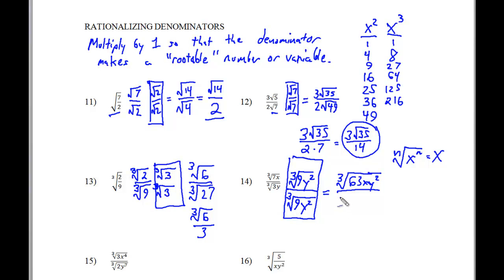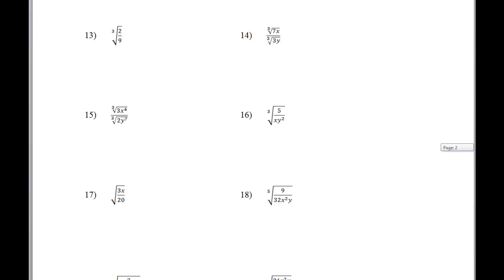Now my denominator here is going to be the cubic root of 3 times 9, which is 27, and y times y squared, which is y cubed. Therefore, my numerator is the cubic root of 63xy squared, and I have the cubic root of 27, which is 3, and y cubed, which is y. Y cubed under the cubic root is just y. Alright, it might be handy to actually leave these root charts somewhere on your worksheet so you can refer to them later. Let's go and take a look at some more problems down below here.